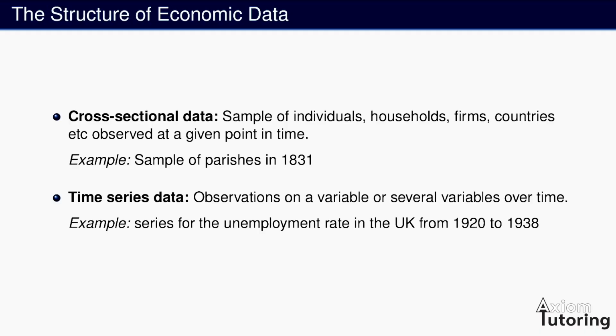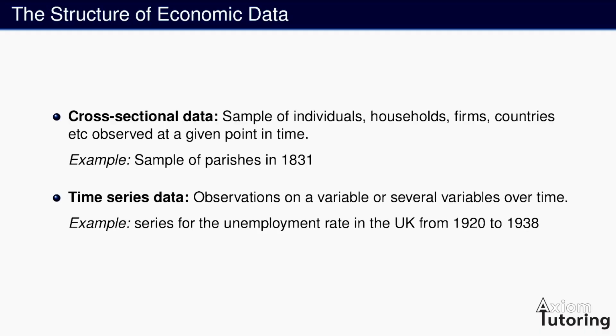So if we think about the structure of economic data, you will find different types of data sets. The first type of data sets that you can come across is what we call cross-sectional data. That can be a sample of individuals, a sample of households, firms, countries, etc., but they're all observed at a given point in time. So one example would be a sample of parishes in 1831. We gathered some information about those parishes, but just at that one particular point in time.